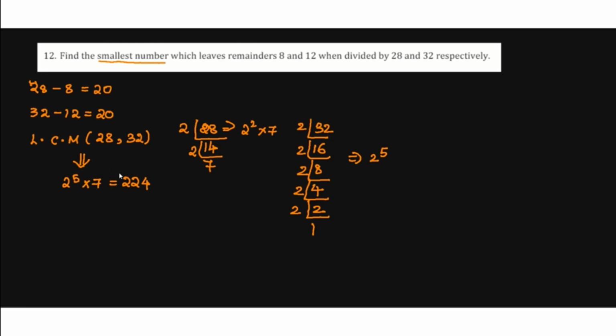Now this is the LCM, but we have to find the smallest number which leaves the remainders 8 and 12. So the smallest number which leaves the remainders 8 and 12 is the LCM we have got, that is 224 minus 20, which gives 204. Thus the answer is 204.